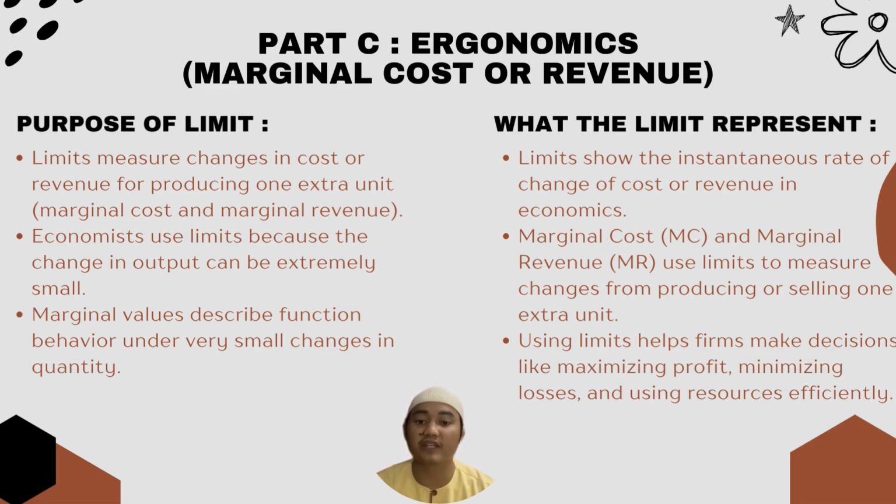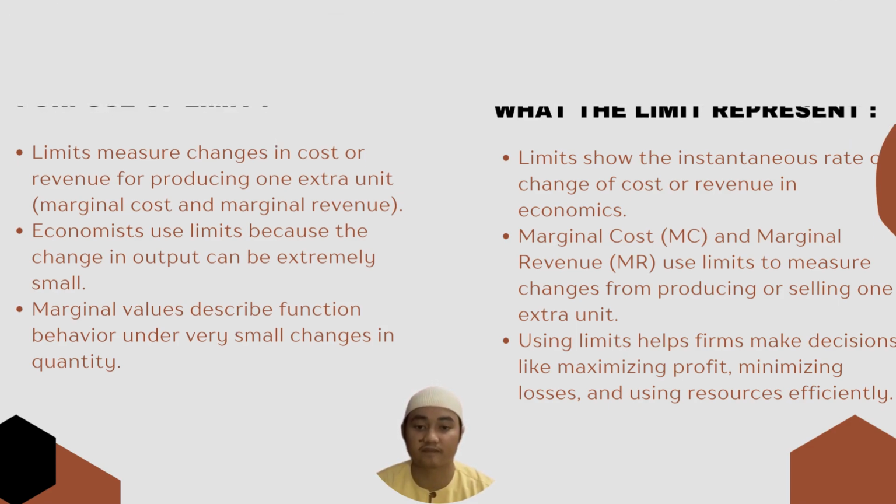Next, what the limit represents. Limits show how fast cost or revenue changes at one point. We use it to find marginal cost and marginal revenue. Using limits can help companies make better decisions, like increasing profit, reducing losses, and using resources wisely.